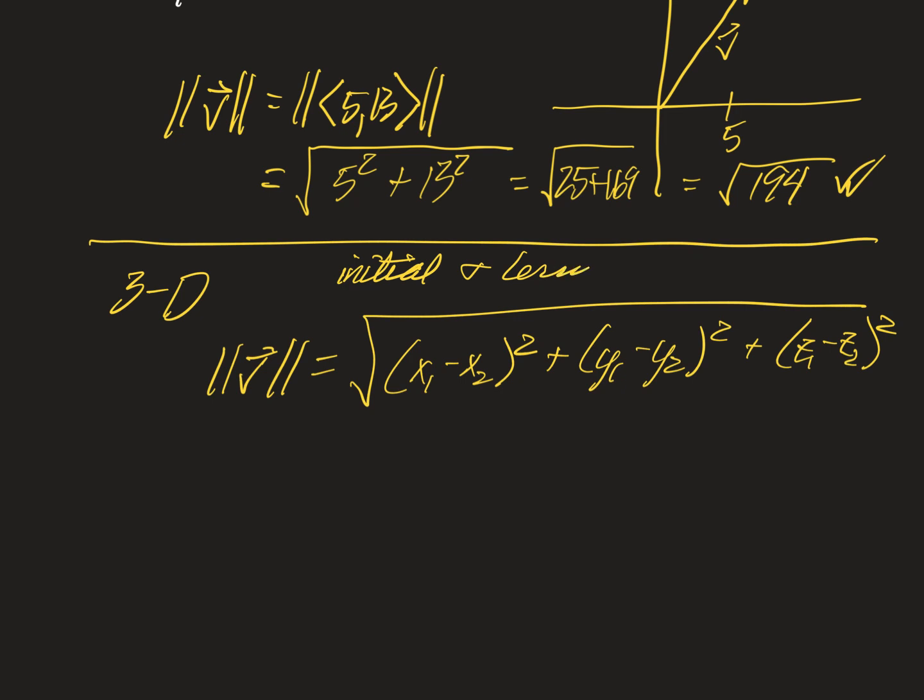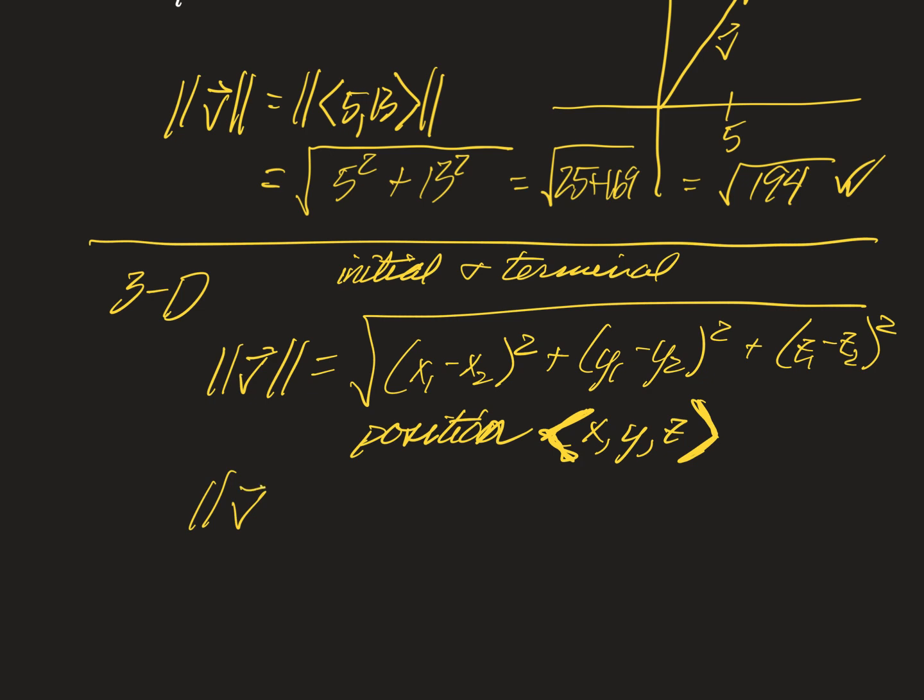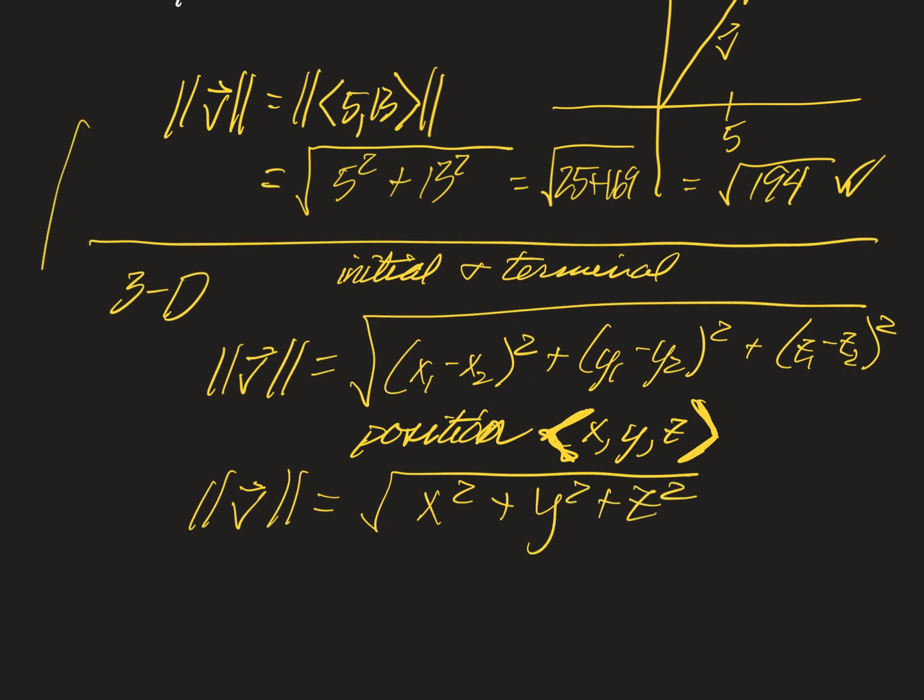Initial and terminal points. That would be the magnitude. If it was a position vector, which means the initial point is 0, 0, 0, and you are given it in component form, just x, y, z, and you can tell when the notation uses these chevrons. All right. Anyway, if it's given that way, then the magnitude of the vector will equal just the square root of x squared plus y squared plus z squared. So doing this in 3 dimensions is just an extension of the 2-dimension situation. Okay, let's move on.